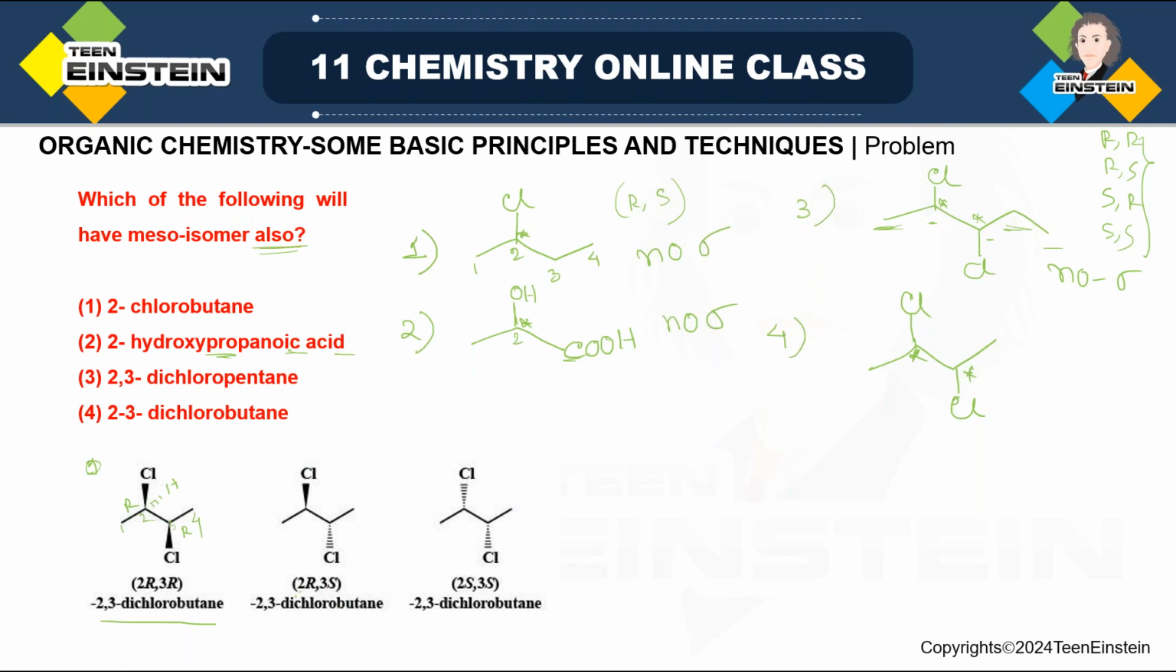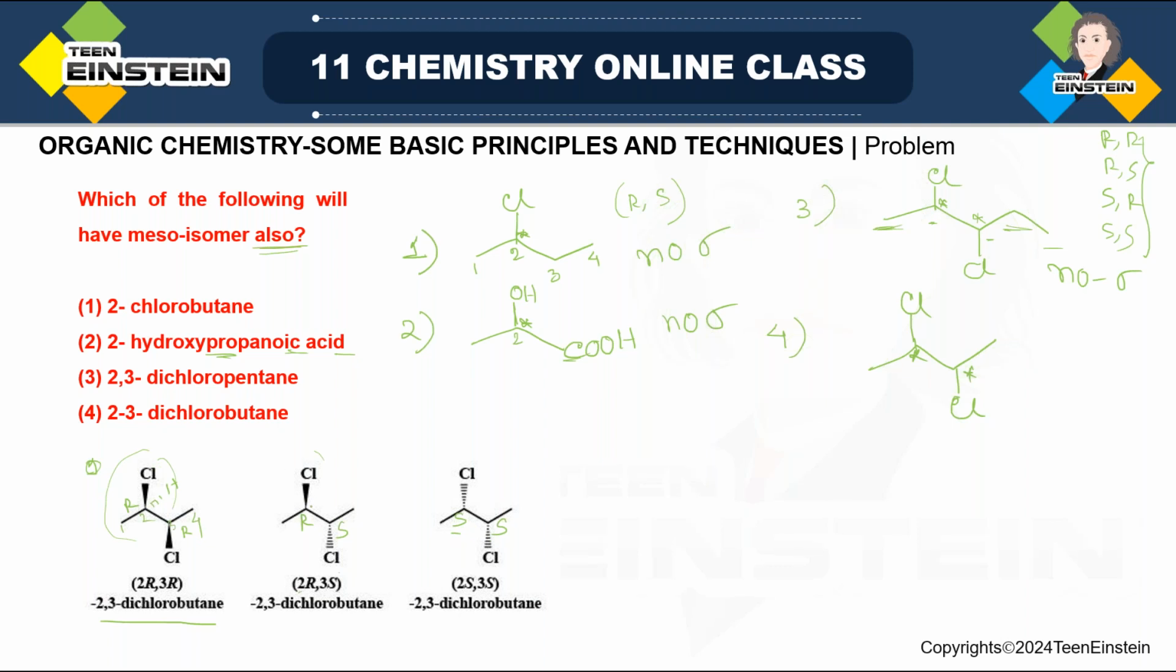Now see, the next one is also R and S, and it will be easier to do because this part is as if we have not disturbed. So it is still up, but the other, that is Cl, is now away from us, so it must be S. Now this is S, this is also S. These two will be enantiomers of each other. That is the first one and the last one.